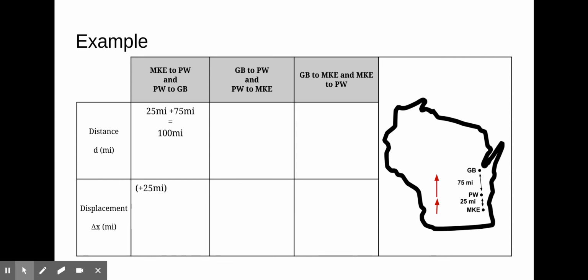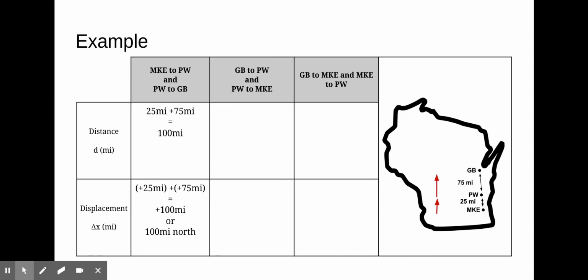If we look at displacement instead, here we see we go 25 miles north. So with displacement, we want to include a direction. So Milwaukee to Port Washington is 25 miles north. Port Washington to Green Bay is another 75 miles north. So all told, we have gone 100 miles north. You can see there's two ways to write that. You can just write the word north afterwards, or if you want to put a positive sign in front of it to denote that you mean up 100 miles or north 100 miles, that also works.